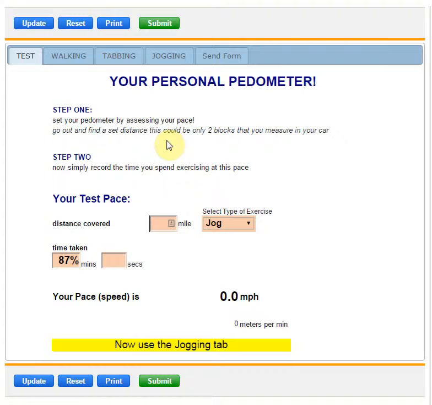So for example, we've said here that you could get in the car or a bike with a speedometer and measure, let's say, a mile or half a mile on a relatively flat distance, and then either walk, tab or jog that set distance and come back here and give us the distance here. Let's say it was a mile, 1 mile, and then choose whether you was walking, tabbing or jogging. So let's say this person was walking, so the distance they covered was a mile, and that was set distance.